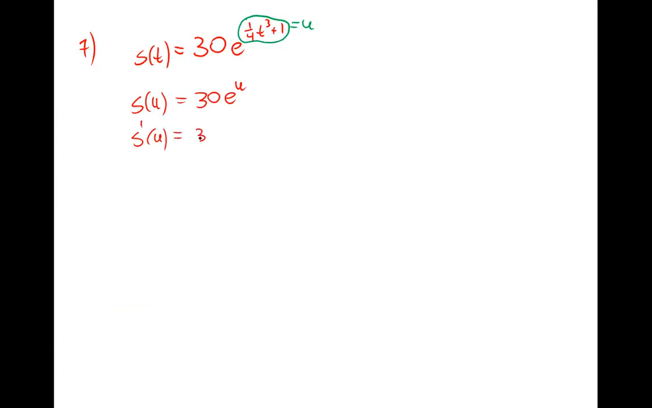Okay, function number 7. Function number 7 is s of t. It's equal to 30 e to the power of 1/4 t cubed plus 1. Okay. I mean, again, I don't have to, but I can name my inner function u. Okay, that means s of u is just 30 e to the power of u. Derivative will be, copy a constant, derivative of e to the u is just e to the u, but I know that behind u I do have a function. I will follow the chain rule and I will multiply by the derivative. That's my chain rule.